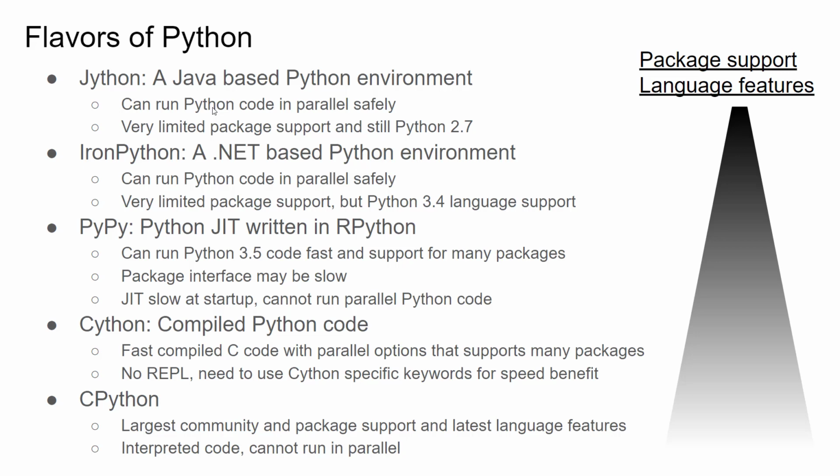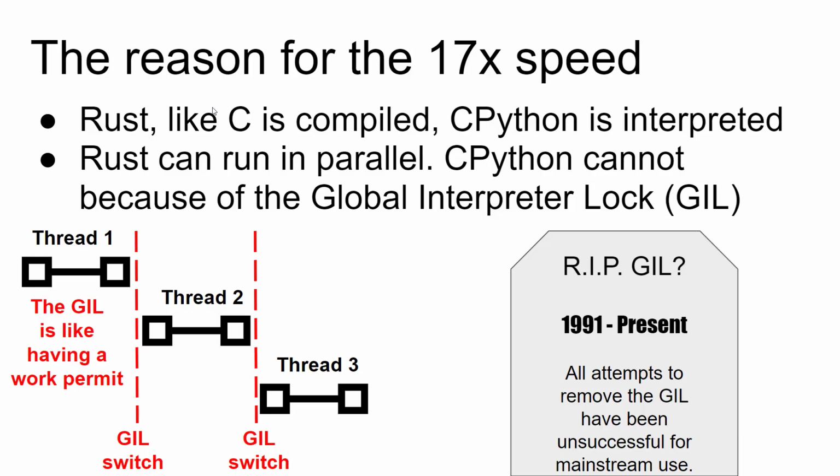If we want to investigate this 17x speed up more, just to put a little more meat on the bones of those points, the reason for the speed up is that Rust is compiled like C, whereas we showed previously that CPython is interpreted.